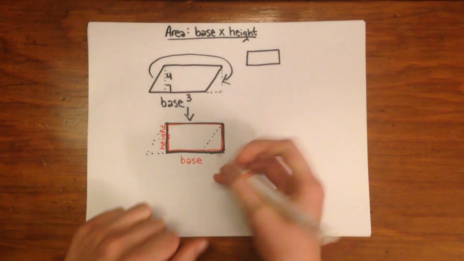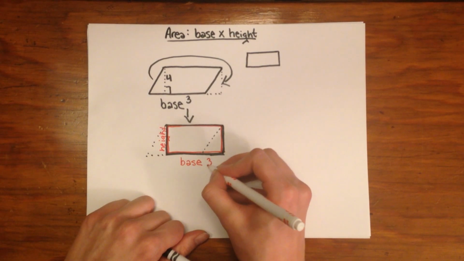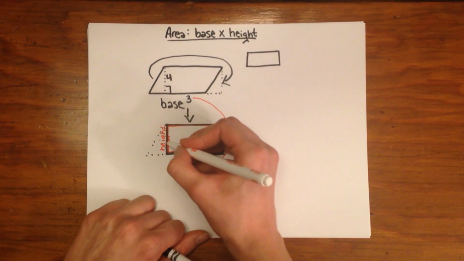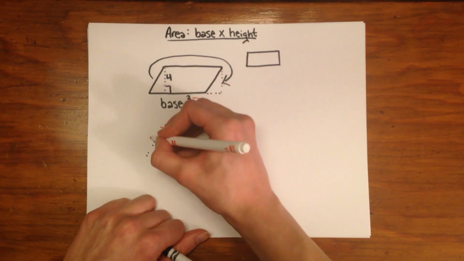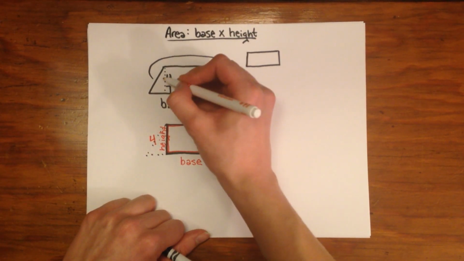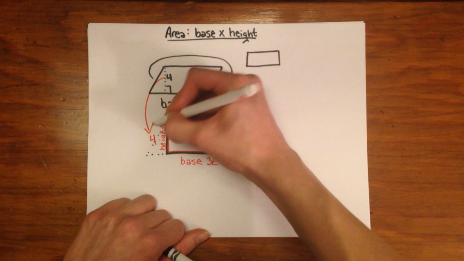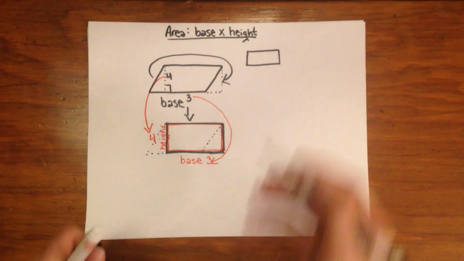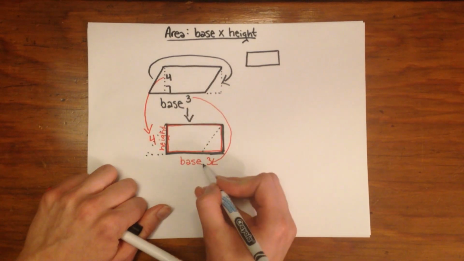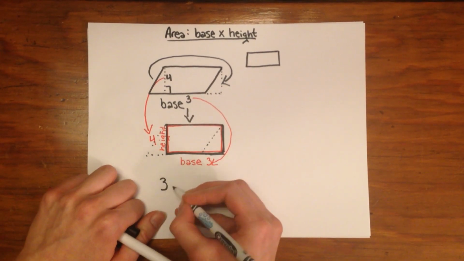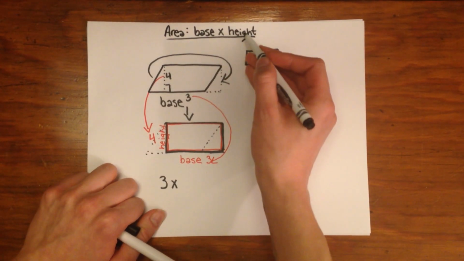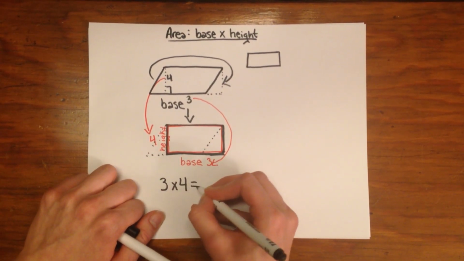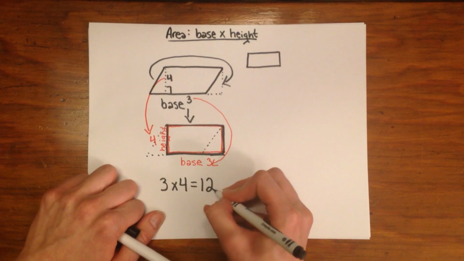Okay? So our new base, just going to drag that, this 3 came down here, and our height is going to be, we'll draw it over here, 4. That came from up here. Okay? So now we can use our formula that we know for finding the area of a rectangle. We'll take our base, which is 3. We'll multiply that by our height, which is 4. 3 times 4 equals 12.